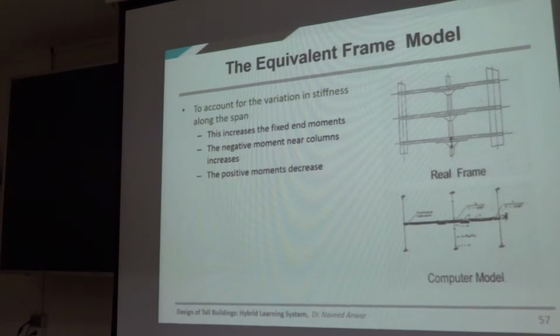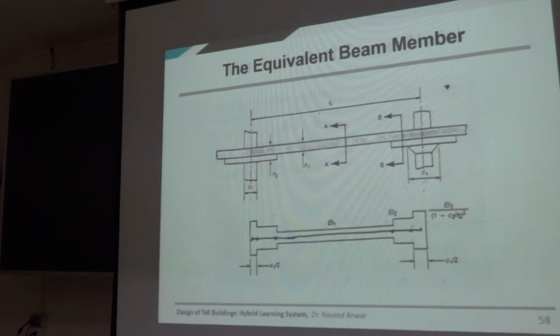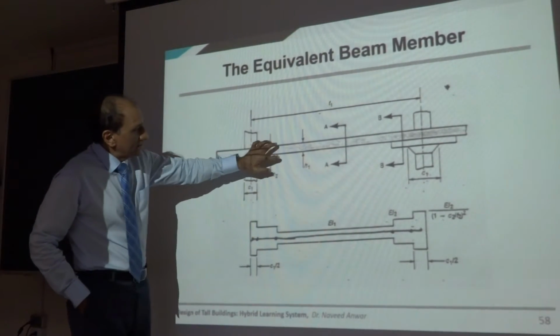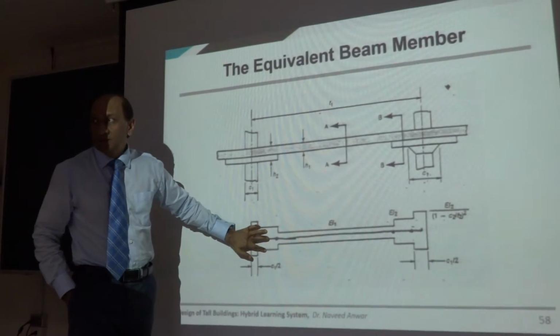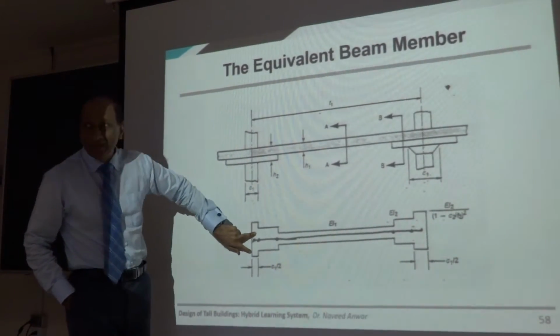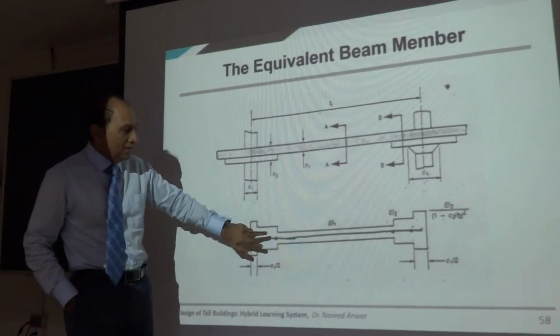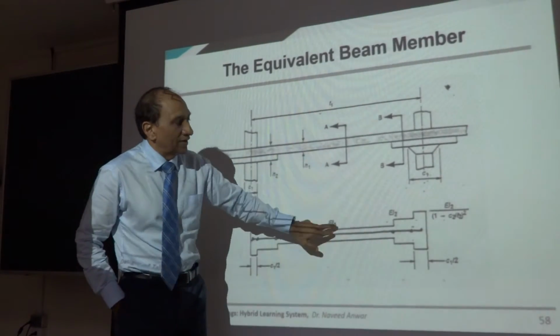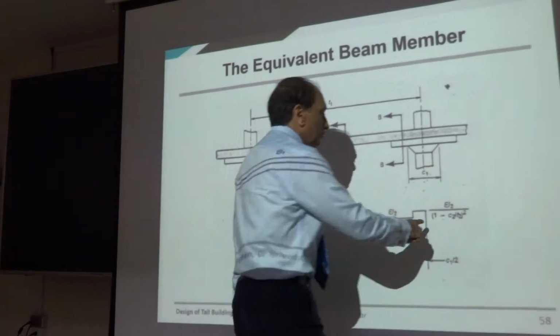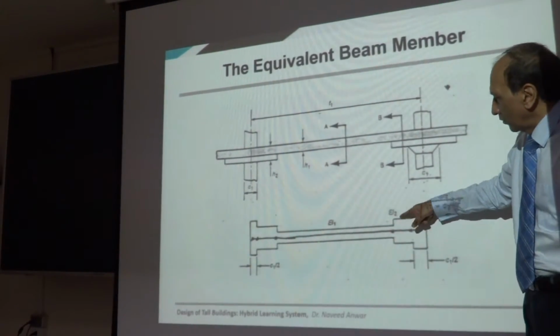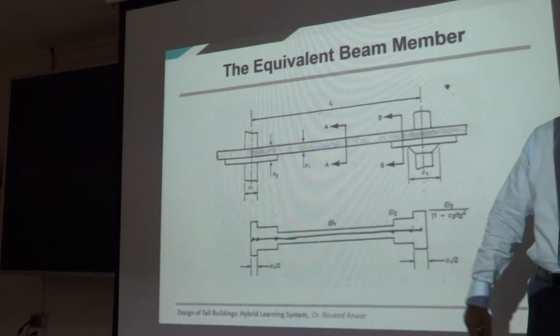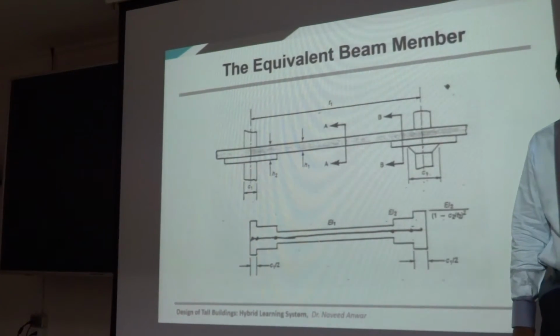Correct? So this is what we are talking about, that if this is the slab and there's a drop panel here, then the stiffness here will be bigger. Stiffness here within the column will be very large because columns cannot deform, and stiffness within this center line will be very small. So we need to make such adjustments in the modeling of this panel, right?